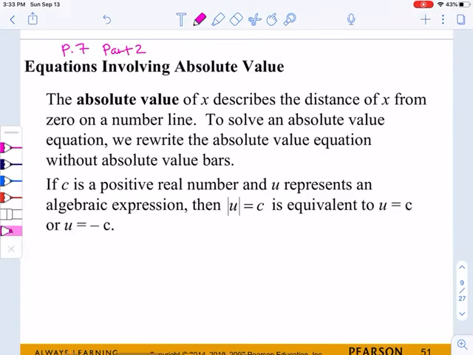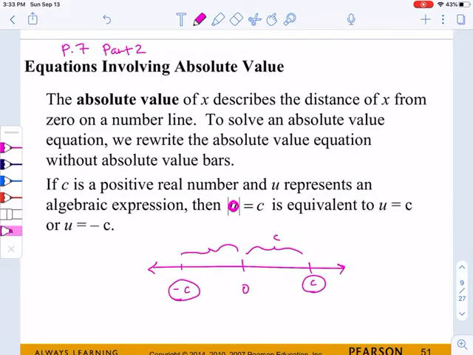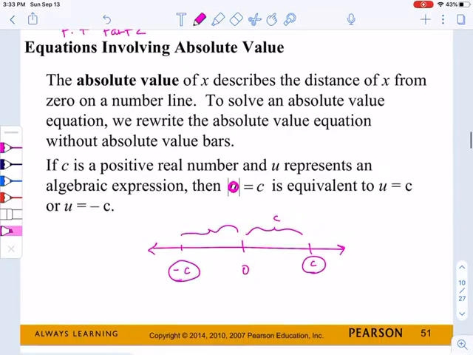Now, if we're talking about distance on a number line, distance from 0, if I am c units away, I can be at positive c, but if I go c units away in the opposite direction, I'm at negative c. So when you're looking to figure out the value of, in this case, u, you are looking for two possibilities. It is going to be equal to positive c or it's going to be equal to negative c, to find out all the possible values that when you take the absolute value, you get what they're calling c. So let's take a look.